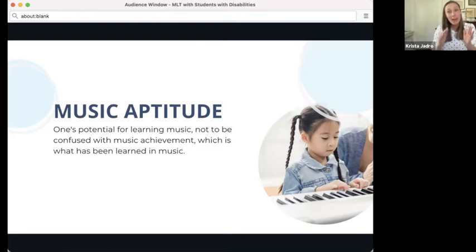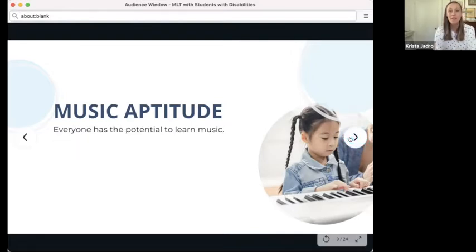It can go down if we're not nurtured. It's nature and nurture. There are reliable tests that we can use to measure music aptitude, but really that's not the point that I want to make with music aptitude today. I wanted to include music aptitude because it's important to know that everybody has it. Everyone has the potential to learn music.